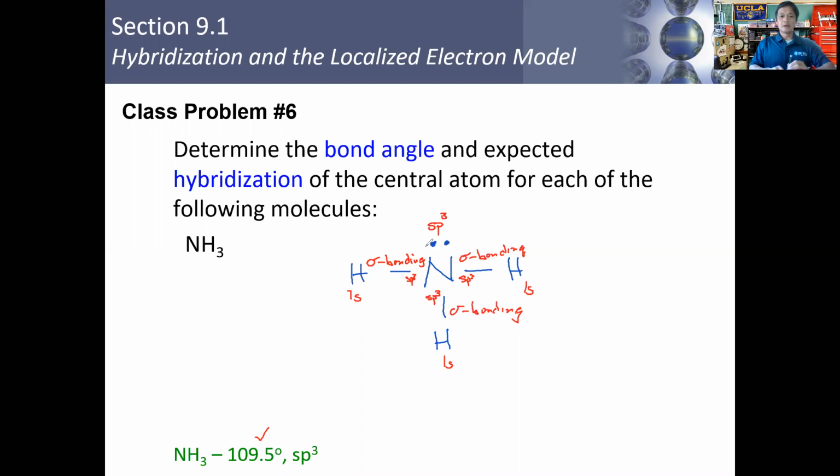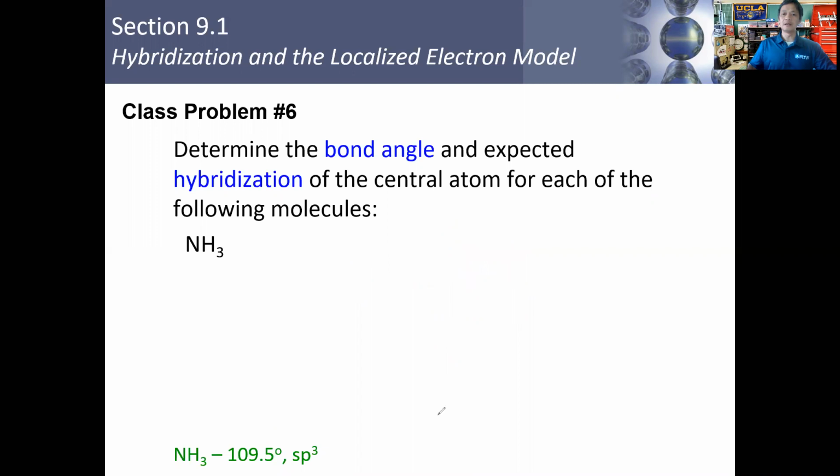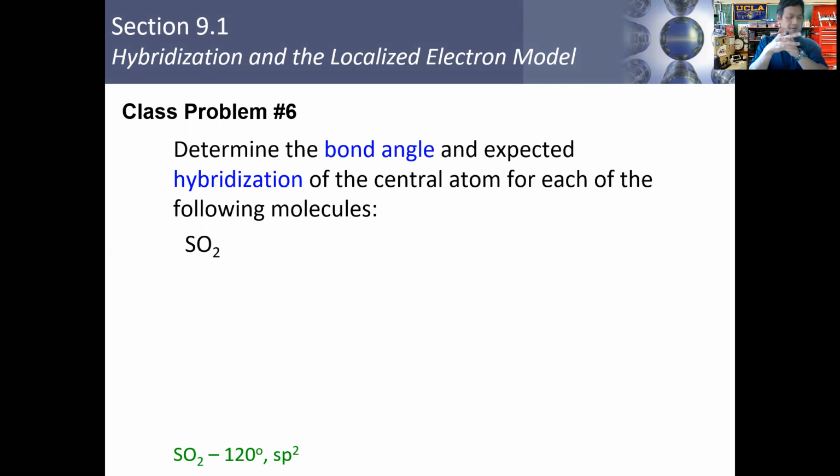All right. Let's try one more here, and I'll post this for you as well. Let's try one more, and then we'll finish up with this one. So let's try this particular molecule here, sulfur dioxide. Take about a couple of minutes to draw the Lewis dot structure for this. I've given you the answer on the bottom. Let's see if you can come up with how you get that.